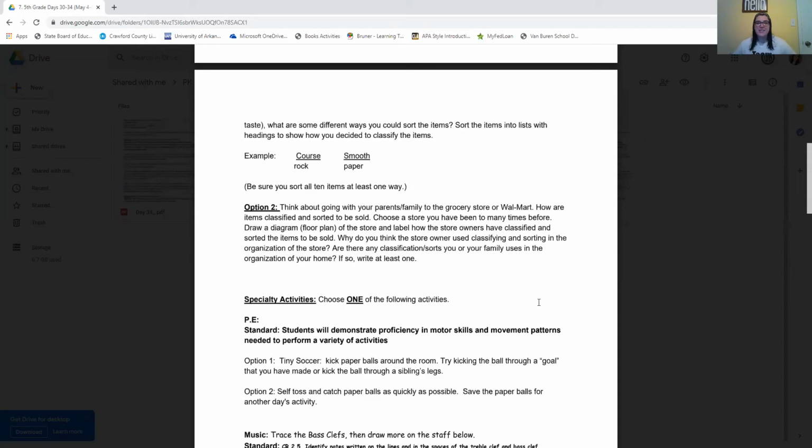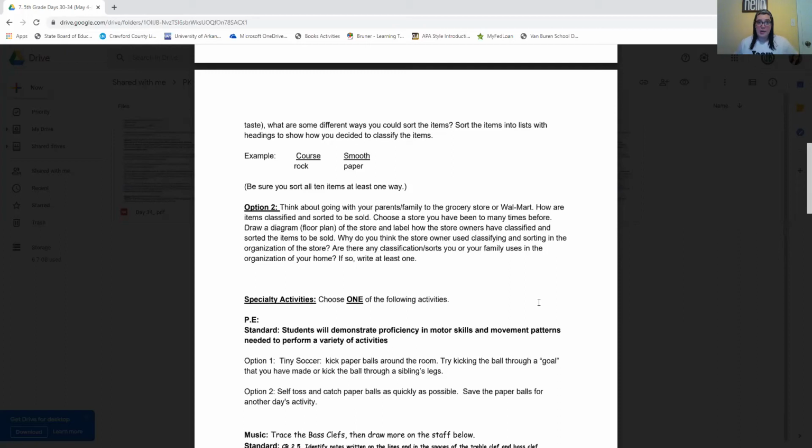And then to end your AMI work for the day, you're going to choose a specialty activity to do. So today, if you choose to do PE, you have a couple of options. Option 1 is tiny soccer. So it says, for tiny soccer, you're going to kick paper balls around the room. Try kicking the ball through a goal that you have made, or kick the ball through a sibling's legs. So you can have your siblings stand there with their legs apart, and you can try and kick it through your sibling's legs and use that as a goal.